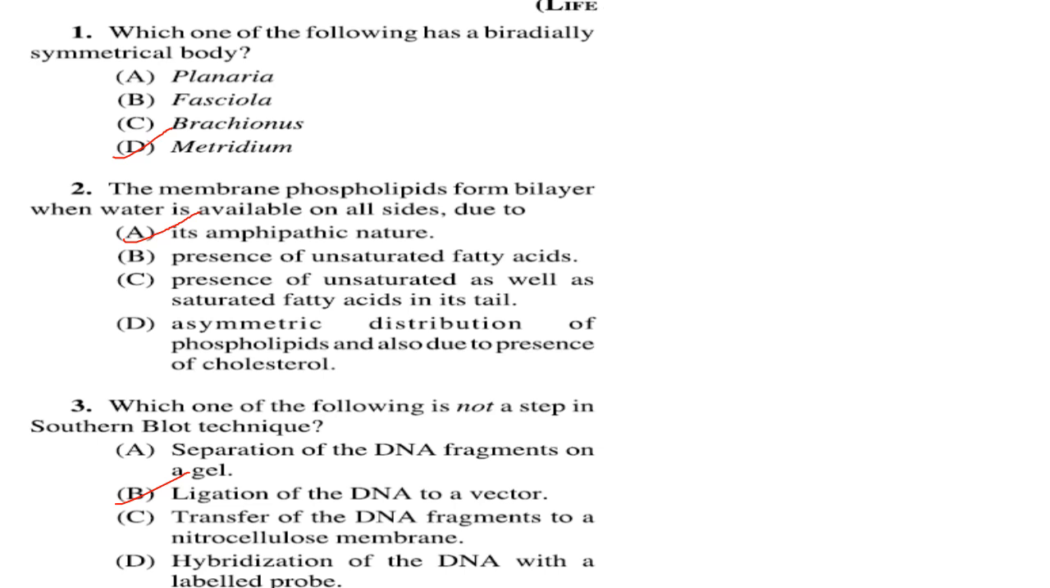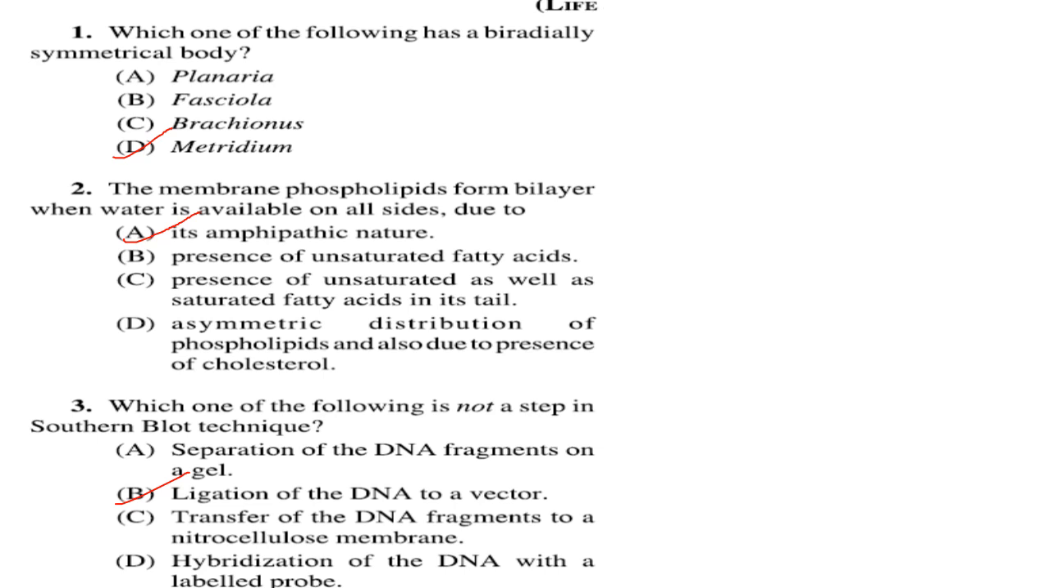that is segments which are opposite to each other after division, are identical to each other, whereas segments that are adjacent to each other after division are dissimilar. That is biradial symmetry. So planaria show bilateral symmetry, fasciola show bilateral symmetry, branchiostoma shows bilateral symmetry, whereas metridium shows biradial symmetry. So the answer here is option 4.